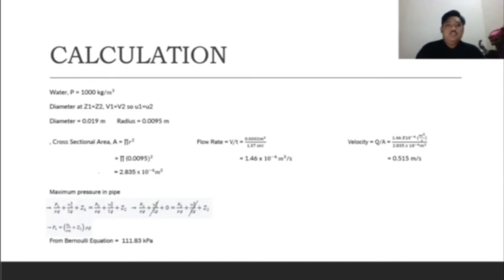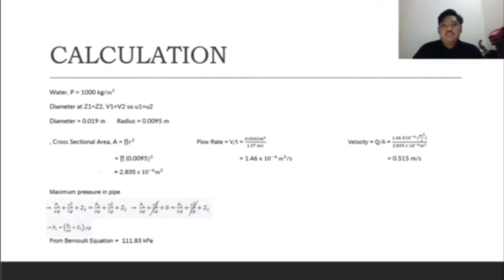So the rho is 1000 kg per meter cube. The diameter is 0.019 meter and radius is 0.0095 meter. For the area, we use area equal to pi r squared, and we got the area equal to 2.835 times 10 power of -4 meter squared. After that, we're going to calculate the flow rate. Flow rate equal to V divided by T, and we get the flow rate equal to 1.46 times 10 power of -4 meter cube per second.